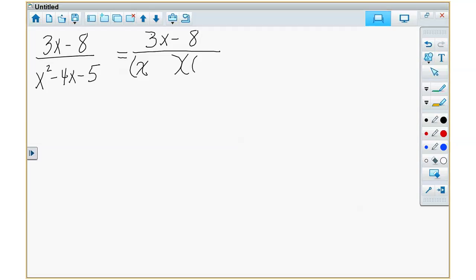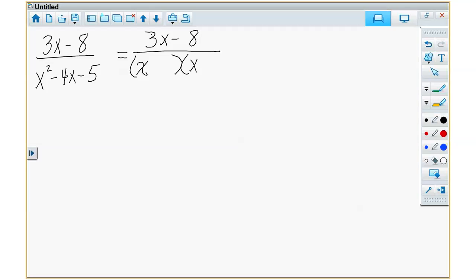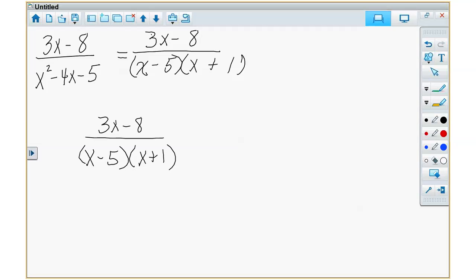x. And what does that come out to be? 1 and 5? Yeah, 5 and 1. Okay, so now this is on the left-hand side: 3x minus 8 over x minus 5 times x plus 1. So your first thing you want to do is factor everything.